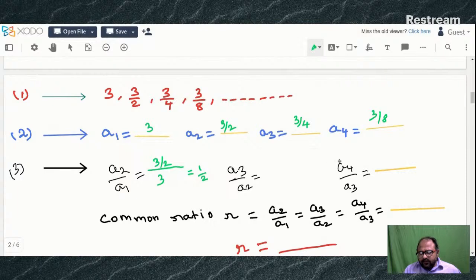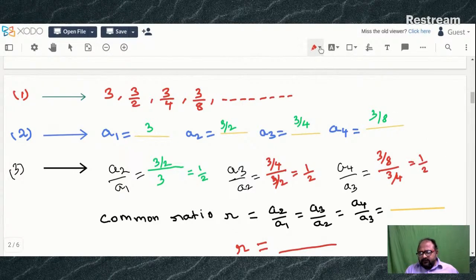Now you can calculate a3 by a2. By calculating a3 by a2 also you will get the same value, 1 by 2. Let us check this. 3 by 4 divided by 3 by 2. This is equal to, you will get only 1 by 2. And a4 by a3: 3 by 8 divided by 3 by 4, which will be equal to 1 by 2.